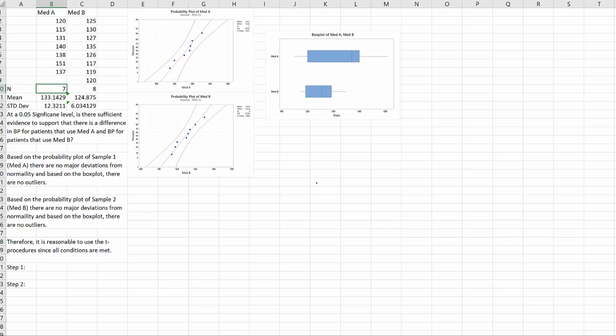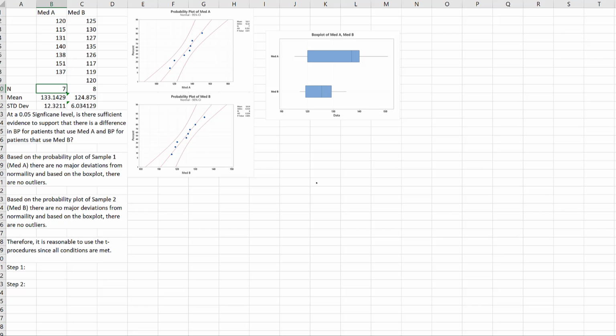So we're asked, at a 0.05 significance level, is there sufficient evidence to support that there's a difference in blood pressure for patients that use Med A and blood pressure for patients that use Med B? So we're just looking at a difference in their blood pressures after taking this blood pressure medicine.